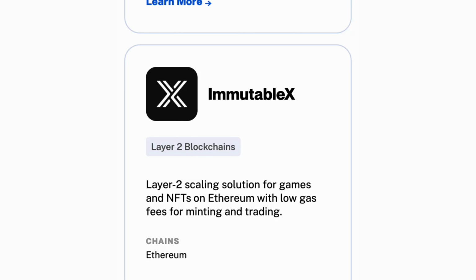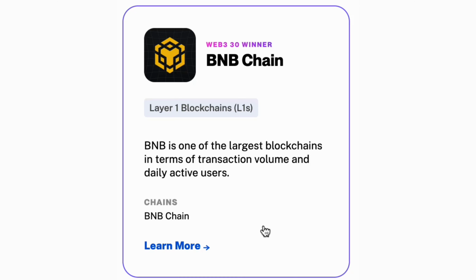After that, we have this Immutable X. It's again a layer 2 solution for running smart contracts in Ethereum and gaming, and it also follows the Ethereum chain. Then we have Binance. It's a layer 1 solution, quite popular right now. A lot of contracts we have, and the price is absolutely amazing. And it also follows its own chain called BNB chain. So you can consider that for running the smart contract.